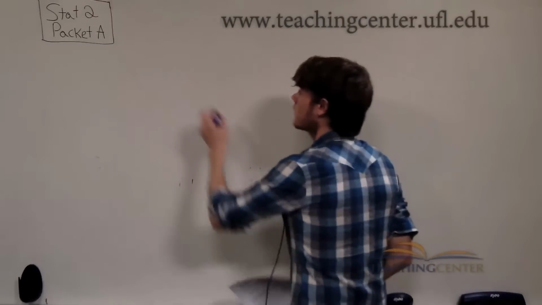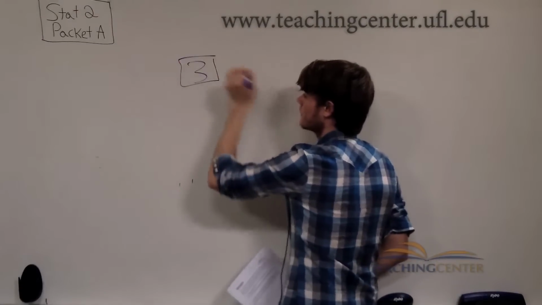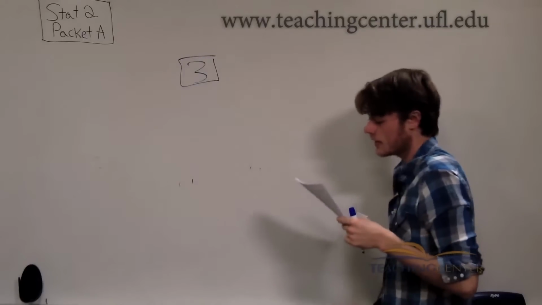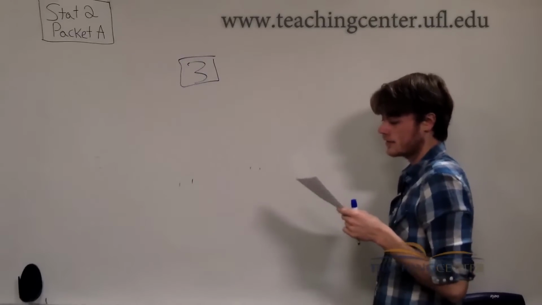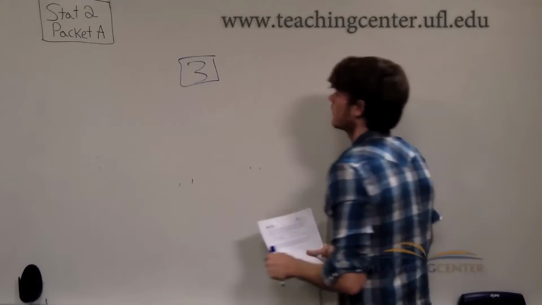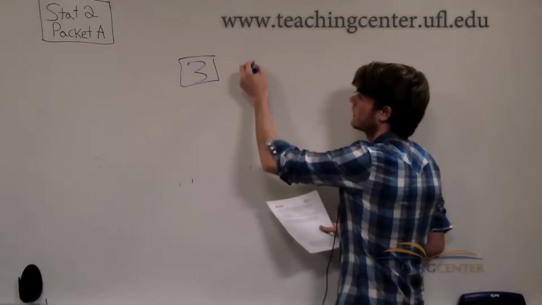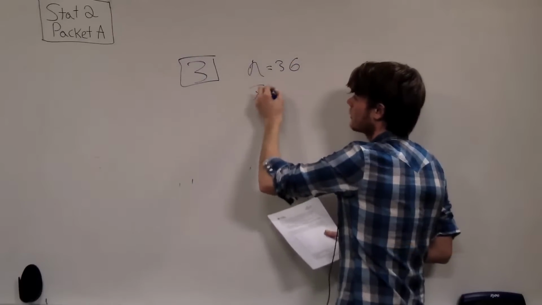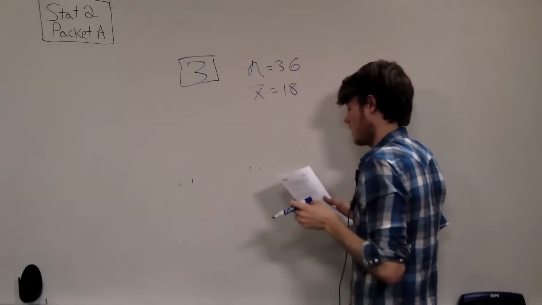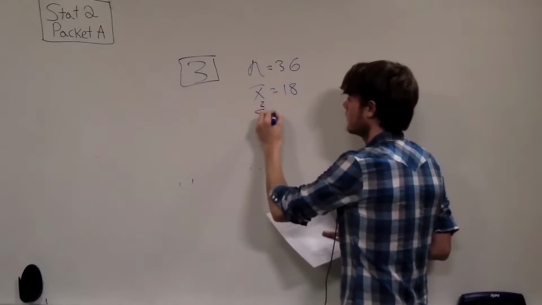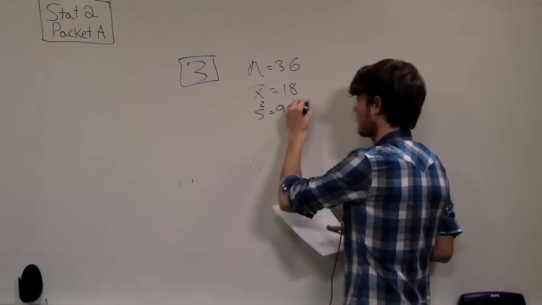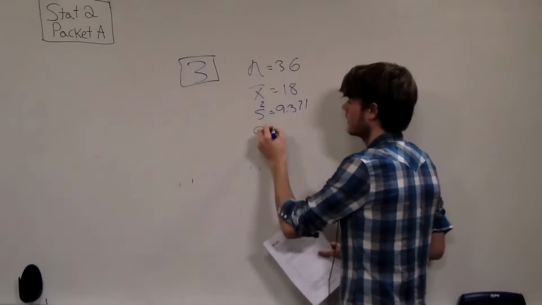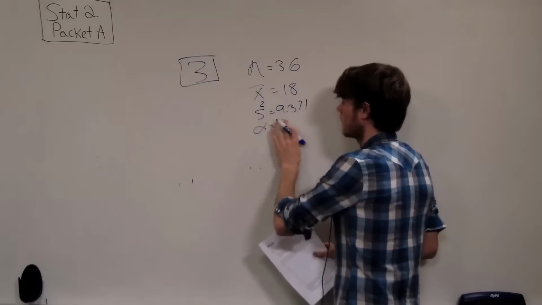Now we're looking at question 3. We're interested in the number of times in a month that Americans think of bacon. This is something people would want to know. So we find n equals 36, x bar equals 18, s squared equals 9.371, and we have alpha equals 0.1.